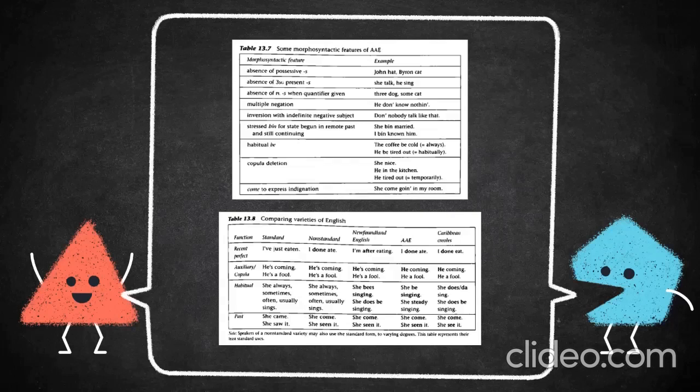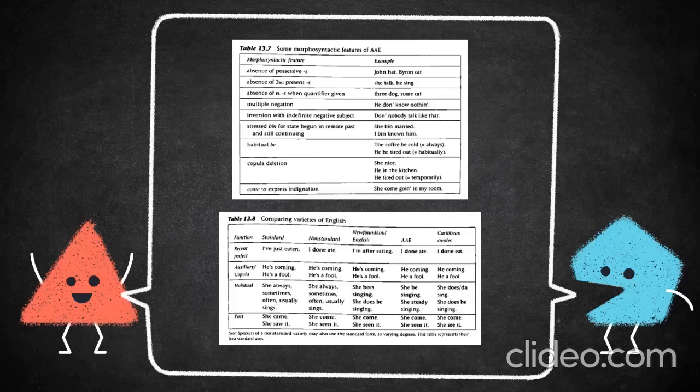I'm going to go through this a little bit faster. Absence of the S when a quantifier is given: 3 dog or some cat versus 3 dogs or some cats. Multiple negation: he don't know nothing, negating twice. Inversion with indefinite negative subjects: don't nobody talk like that. Basically, you can see there are a bunch of different morphosyntactic features. If you want, you could read the rest of them and look at the examples.